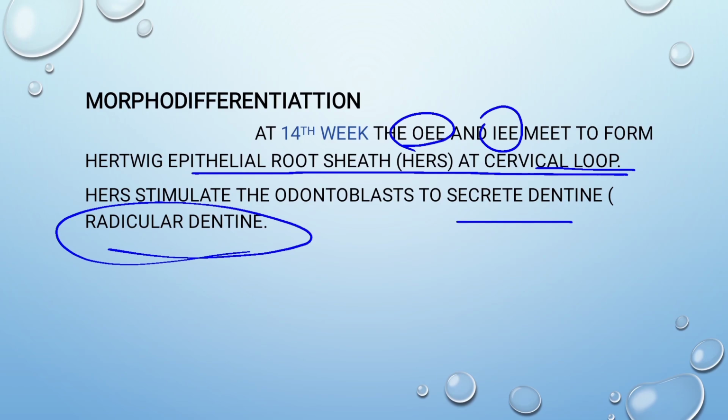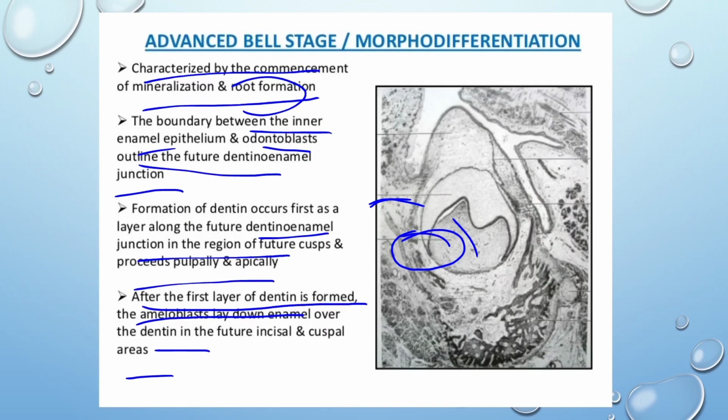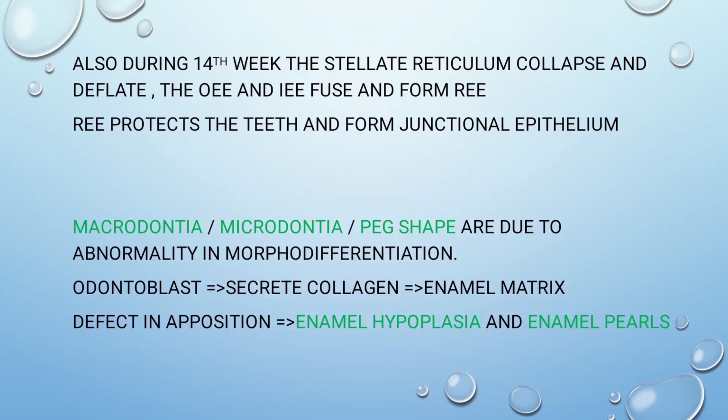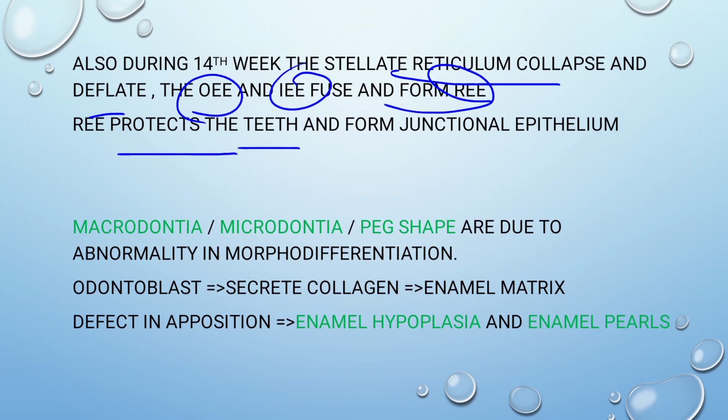For differentiation, at the 14th week, the outer enamel epithelium and inner enamel epithelium meet to form the Hertwig epithelial root sheath. At the cervical loop, it stimulates the odontoblasts to secrete dentine. This is the cervical loop, this is the inner enamel epithelium, this is the outer enamel epithelium. Also during the 14th week, the stellate reticulum collapses and deflates. The outer enamel epithelium and inner enamel epithelium fuse and form the reduced enamel epithelium. Reduced enamel epithelium protects the teeth and forms the junctional epithelium.